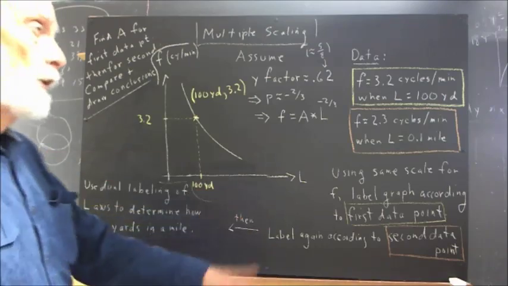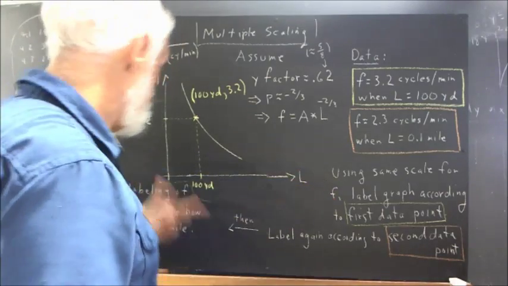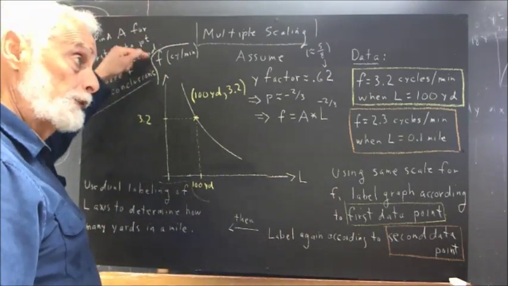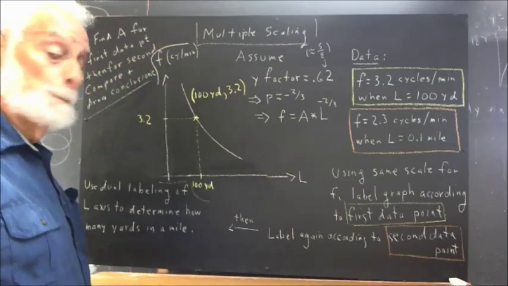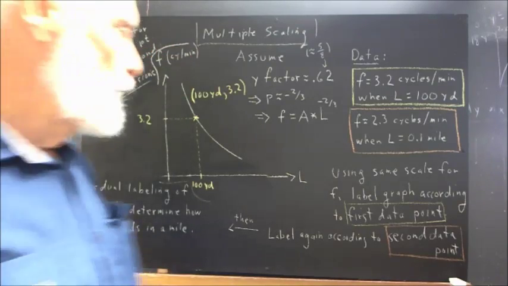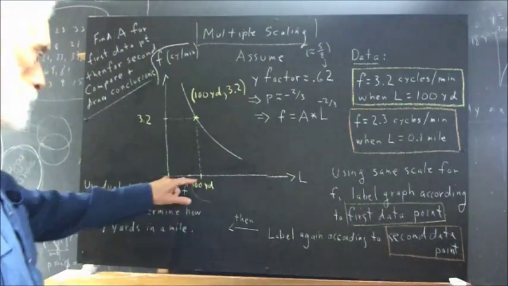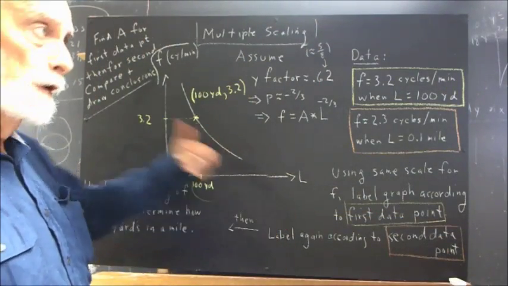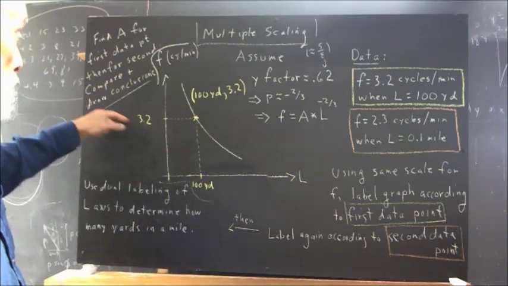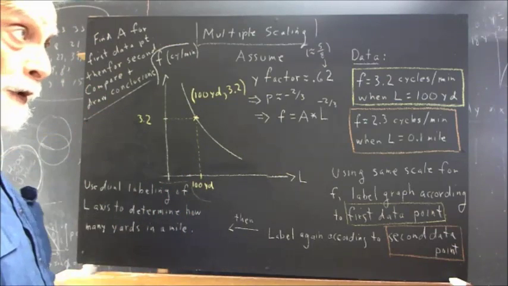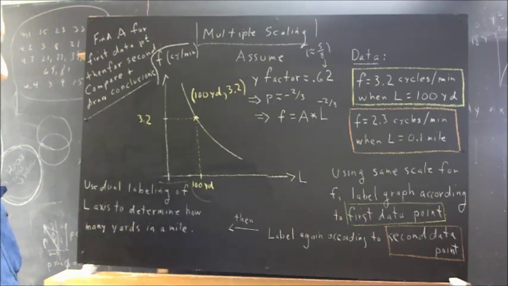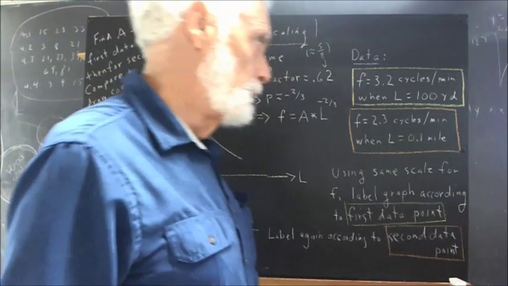Now, given that, we can completely label this graph in terms of yards. We can completely label this in terms of cycles per minute. So, we label the graph according to our first data point. There's 100 yards. Now, where's 200? Where's 300? Where's 50? Where's 150? How are you going to label in terms of the 3.2? Then, we label again according to our second data point.